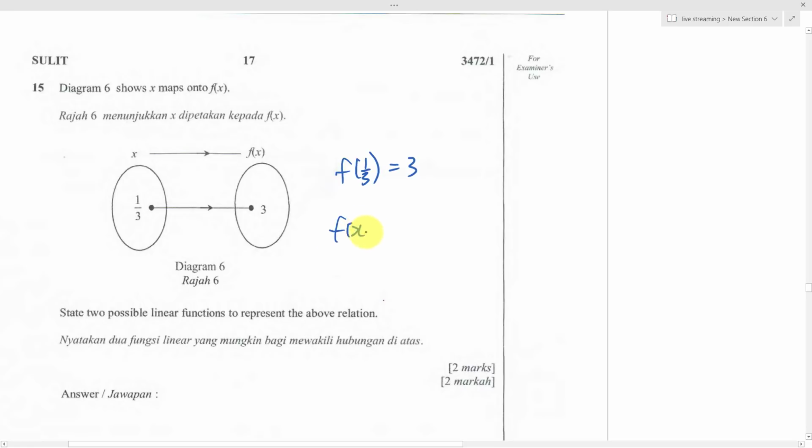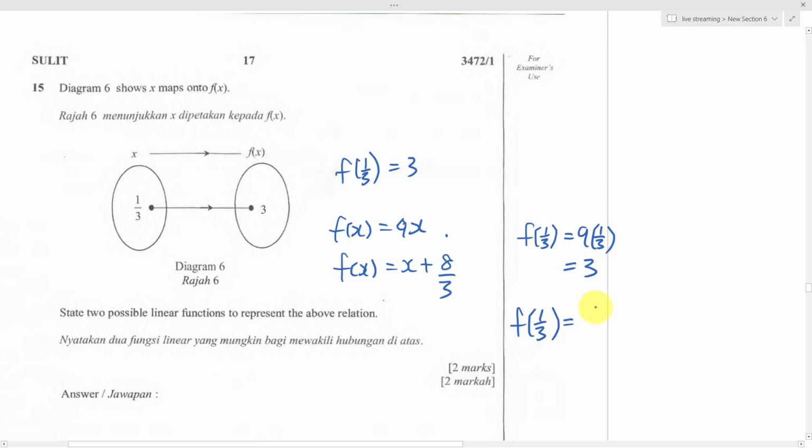Actually quite easy, and maybe I can say f(x) equals 9x or f(x) equals x + 8/3. My x must be 1/3. I will get 3 plus 8/3. Because for these two equations, if you sub in the 1/3, f(1/3) equals 9 times 1/3, you're getting 3, right? So f(1/3) equals 1/3 plus 8/3 equals 9/3. You get 3, right? Just write any of two equations. You can just form the equation by yourself.